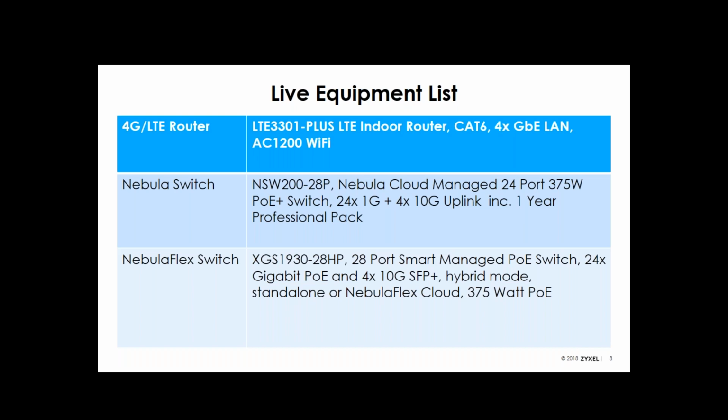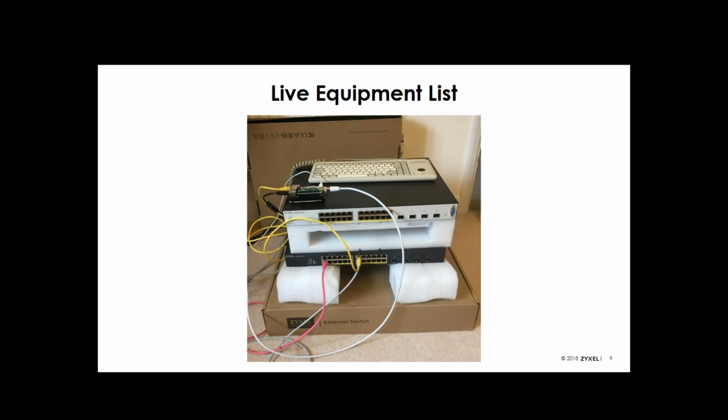I have got a picture here as well. Basically, the switch at the bottom is an XGS 1930, which ironically now is not with me. It's been sent to another customer. The switch at the top, which is the NSW switch with 4 10 gig ports, that is here, that is registered, and that is live.